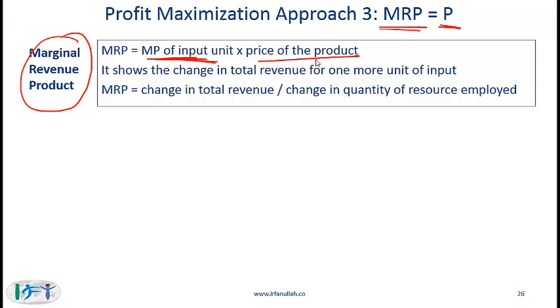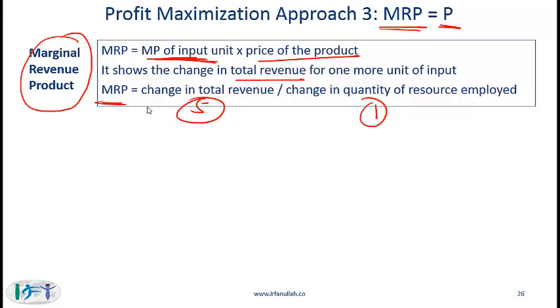It shows the change in total revenue for one more unit of input. So if we are considering labor as our input, it is saying what is the additional revenue from having one more unit of labor. Another way of putting this is to say that marginal revenue product is equal to the change in total revenue divided by the change in quantity of resource employed. So if this denominator is 1, that is saying that we have one more unit of labor, and if the change in total revenue is 5, then the marginal revenue product is 5.